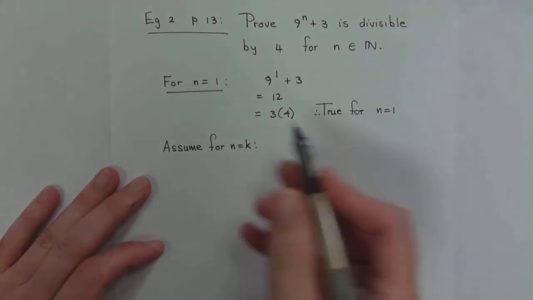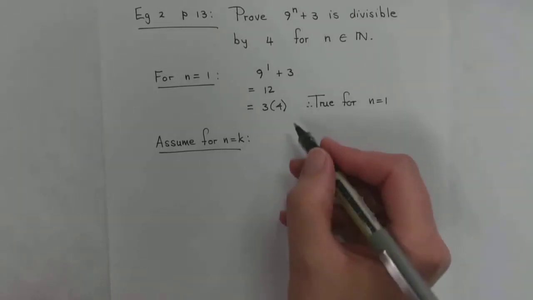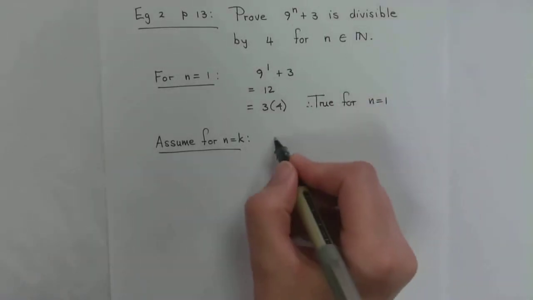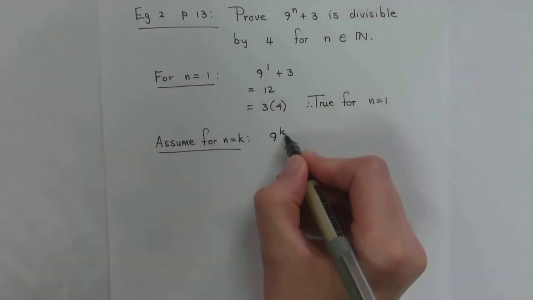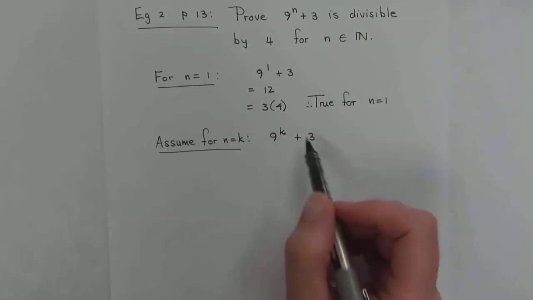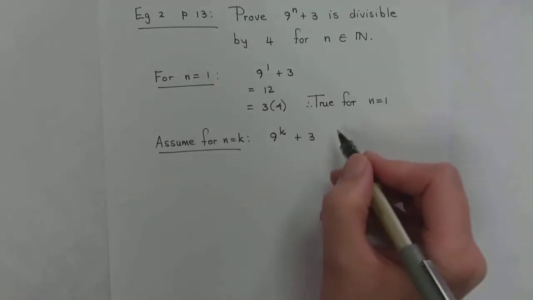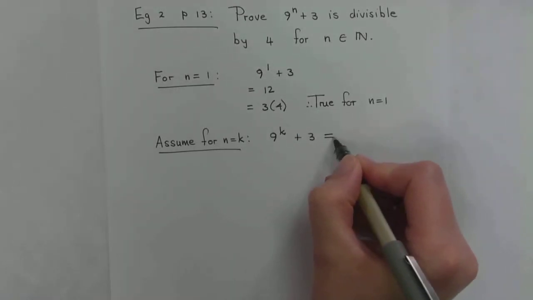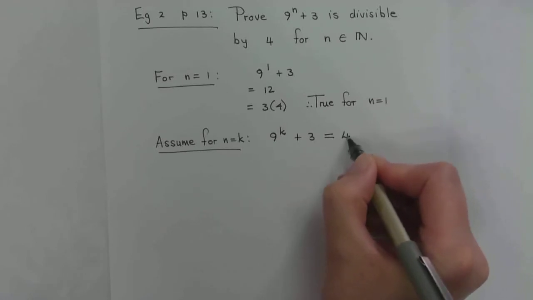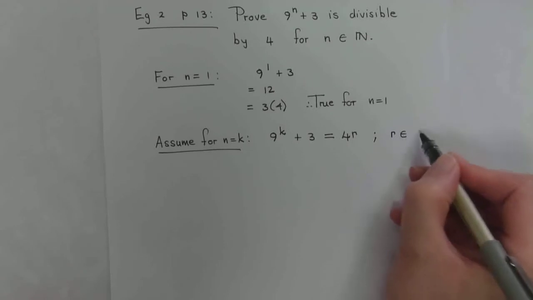Now, again, this is different than the type 1, because now what we need to do is say, if I take this expression again, and just as it is, I substitute k into it. Now I need to assume that this will be divisible by 4. And in order to assume that this is divisible by 4, I need to write it out like this. I need to say it's equal to 4 times r, where r is an element of the integers.